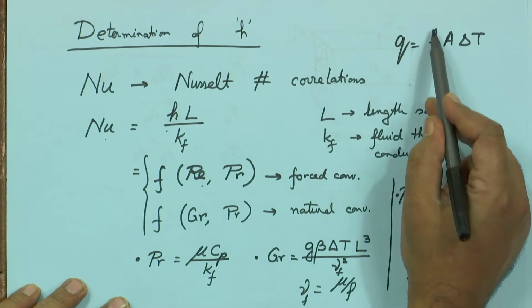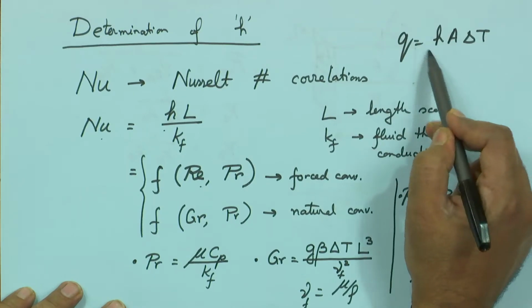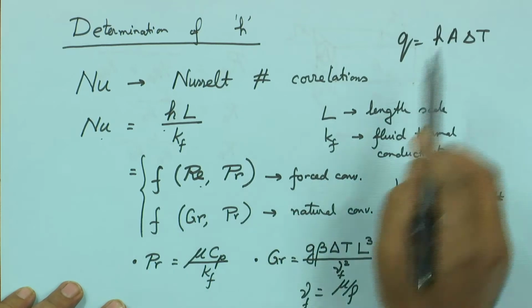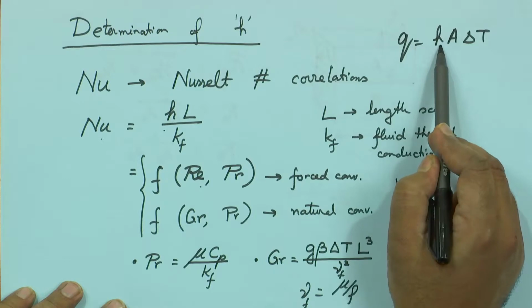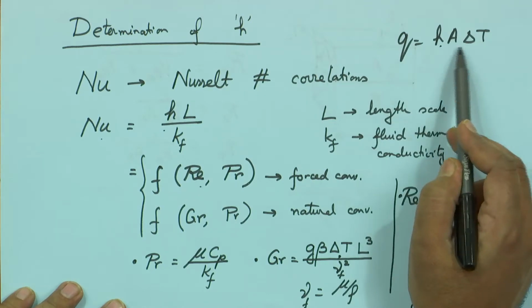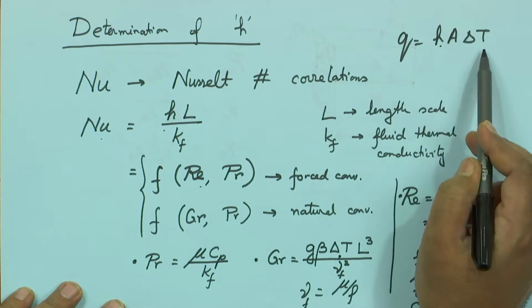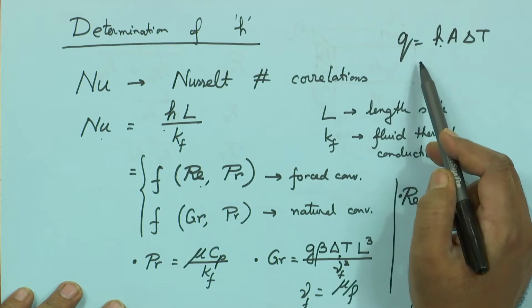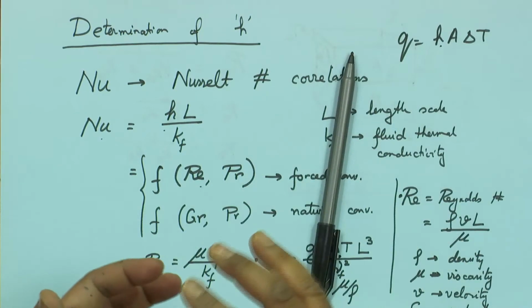So, for forced convection, this is independent of the temperature difference, but for natural convection, the heat transfer coefficient is also a function of delta T, and of course, the total heat transfer is again multiplied by delta T. So, therefore, you see that in natural convection, the dependence on temperature difference is much more significant. Clear?